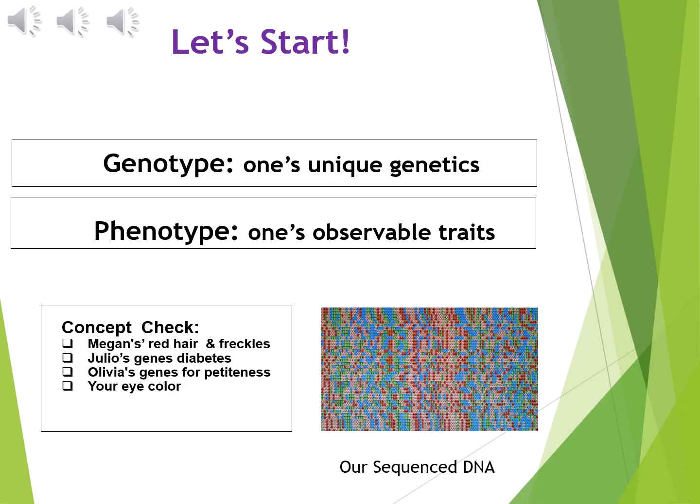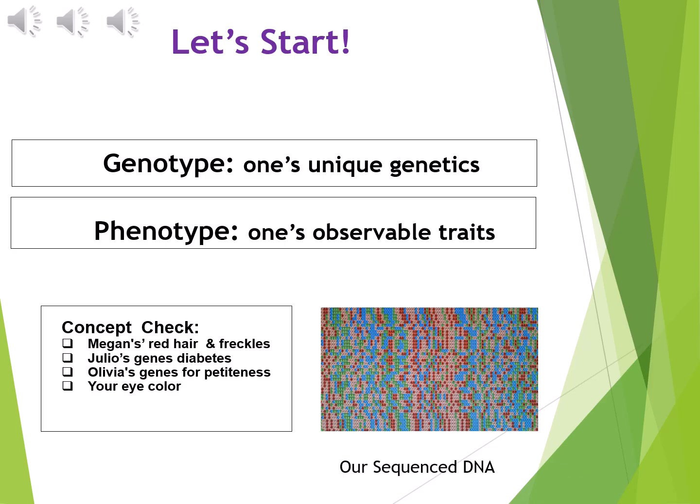So let's see how you did. Megan's red hair and freckles, clearly observable and measurable, phenotype. Julio's genes for diabetes. Now you might say phenotype because you can measure and assess diabetes, but the question specifically is asking about Julio's genetics, his genes, so it's genotype. Same for Olivia, although we can definitely measure petiteness, the question focused on her genetics, so that would be genotype.